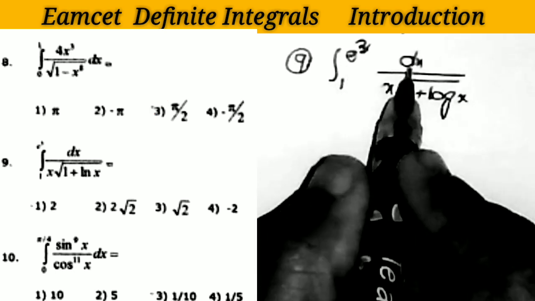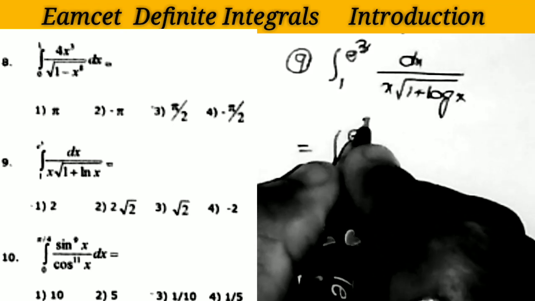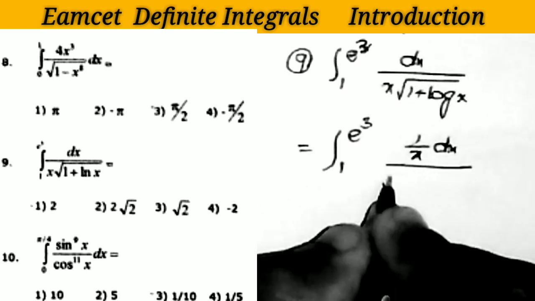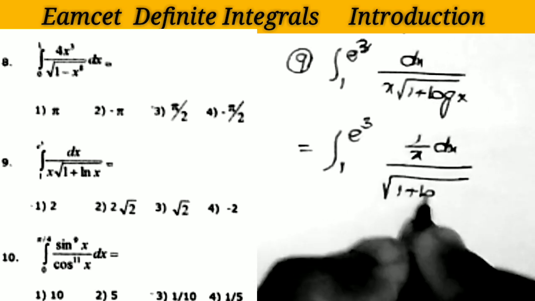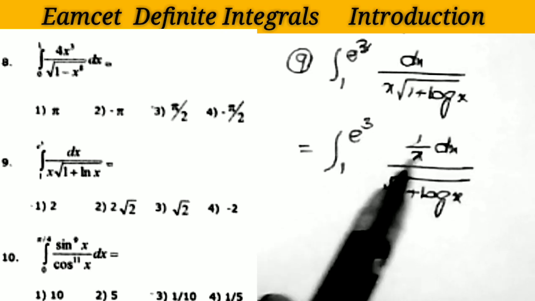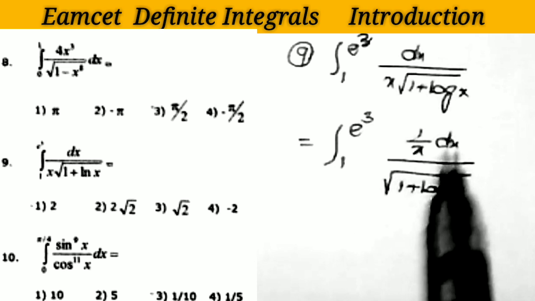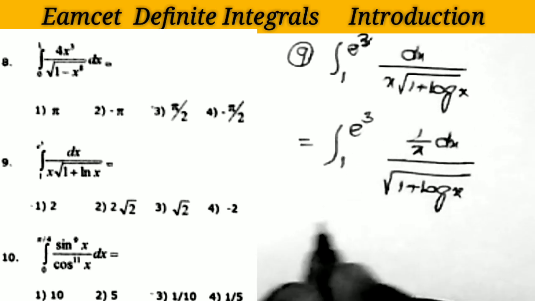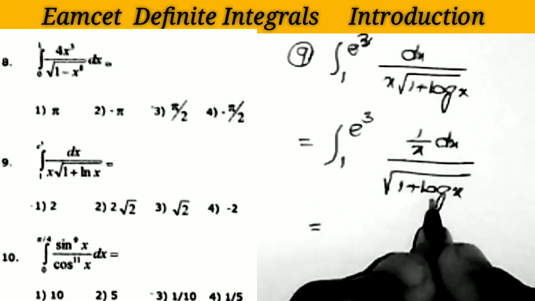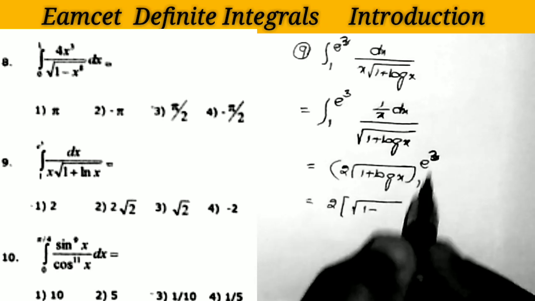Integral 1 to e cube dx by x into square root of 1 plus log x. First, I take this value as 1 by x into dx by square root of 1 plus log x, just writing the x in the numerator. Now clearly this is in the form of f dash of x by root f of x, whose integral is 2 root f of x. What is the derivative of 1 plus log x? 1 by x dx. So f dash of x by root f of x gives 2 root 1 plus log x, and the limits are 1 to e cube.